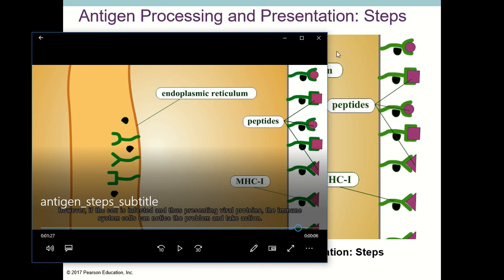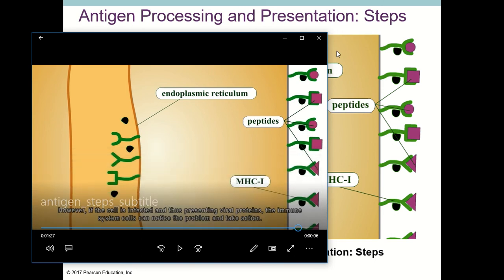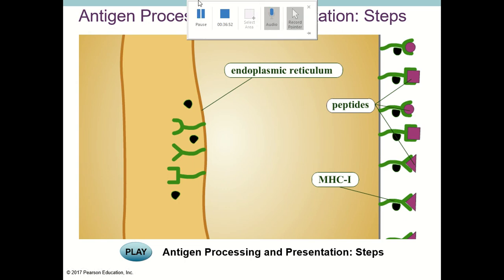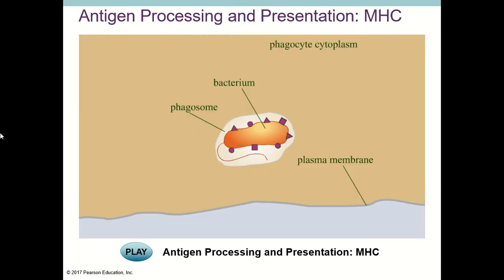Because there's no other way to deal with the antigen. Again, there are two classes of major histocompatibility complexes: class 1 and class 2. Class 1 is used for endogenous antigen processing, and class 2 for exogenous antigen processing. Most of the cells in your body act as class 1 antigen presenting cells.